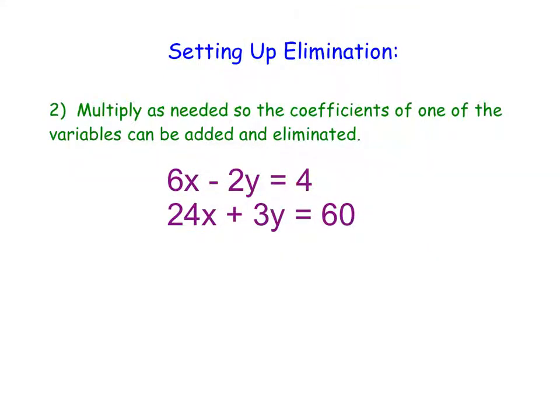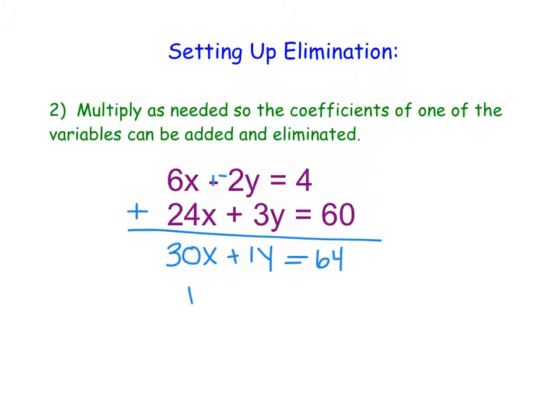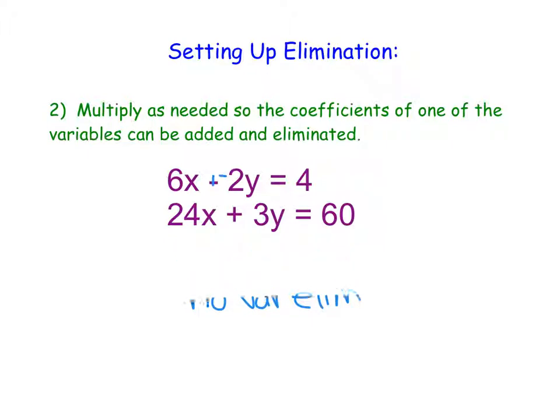Then at this point, we need to multiply each equation so that the coefficients of one of the variables can be added and eliminated. So again, we have to take another step to set up elimination so that it will be successful. If we just add the equations as is, we essentially end up with 30x plus 1y is equal to 64, and there's no variable eliminated. So elimination can't be used here because we're not actually eliminating a variable. We need to set this up first in order to make elimination successful.